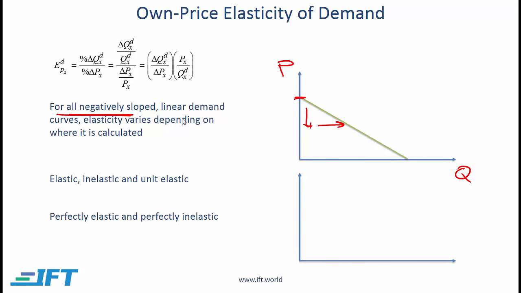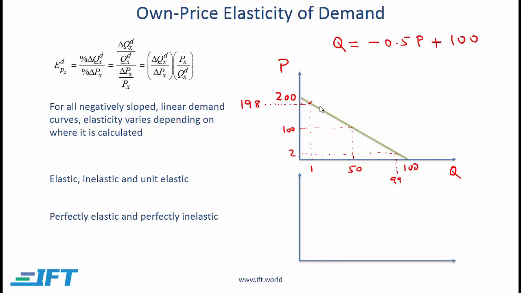For all negatively sloped linear demand curves, so linear means this is a straight line, elasticity varies depending on where it is calculated. So consider this demand curve. The equation is shown over here, and I've just plotted some points. At this point, where the quantity is 0, the price is 200, and you can see that over here. Where the quantity is 100, that's this point, the price is going to be 0. So this is a simple linear demand curve.